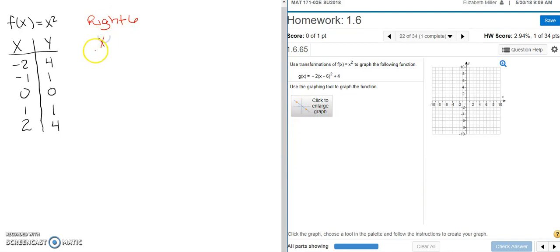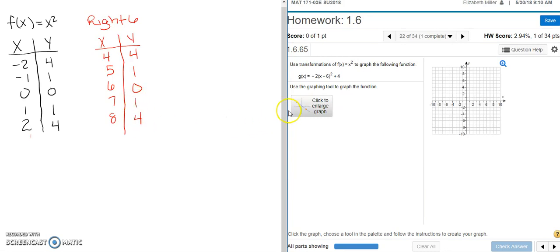So I'll do a new table. Now we have to think about it. If I move right 6 units, what is that going to change on my points? Does that change the x value or the y value? Right 6 should change the x value because you're moving along the x direction. So all of these x values are going to move right 6. That becomes 4, 5, 6, 7, and 8. I'm adding 6 to all of my x values. My y values wouldn't change because all I did was move right. I didn't move up or down yet.